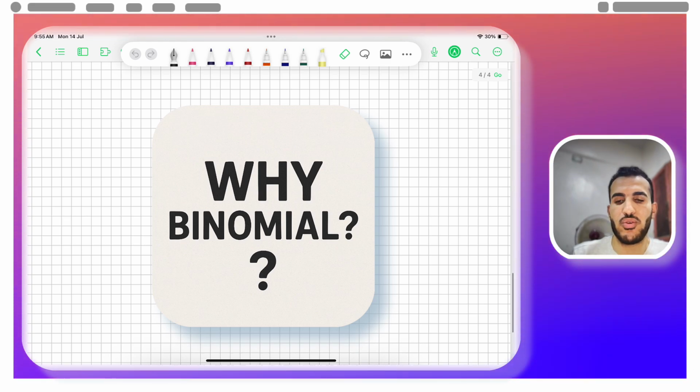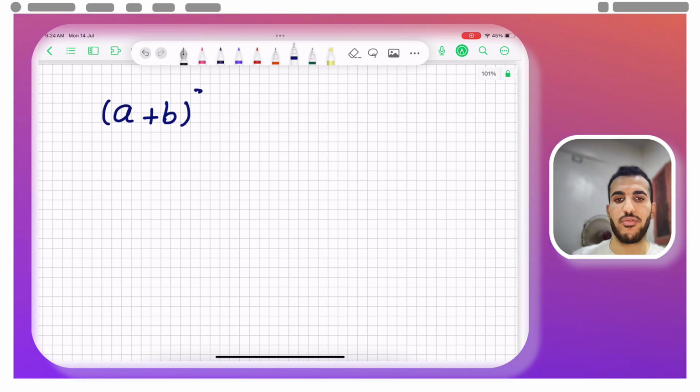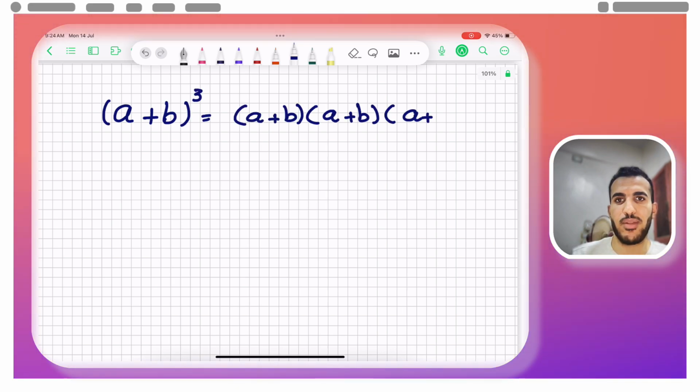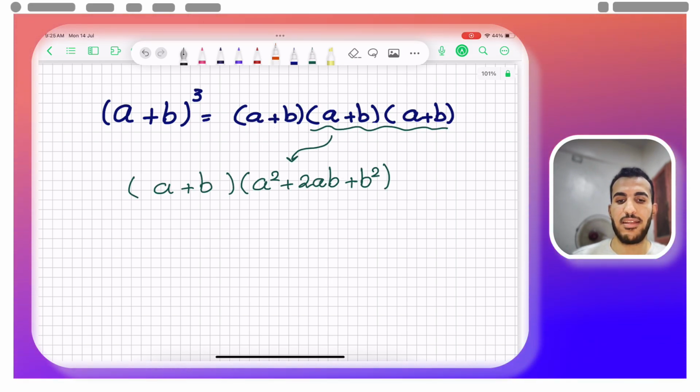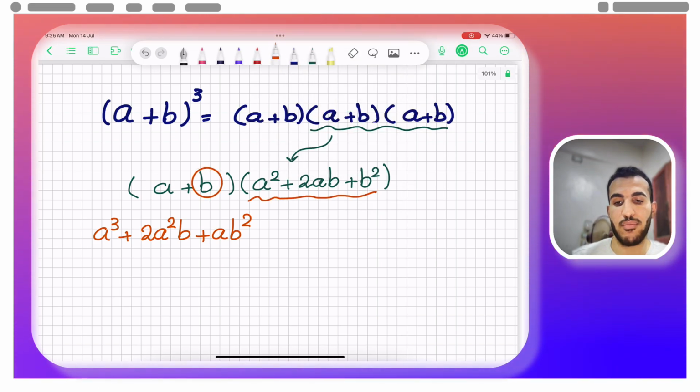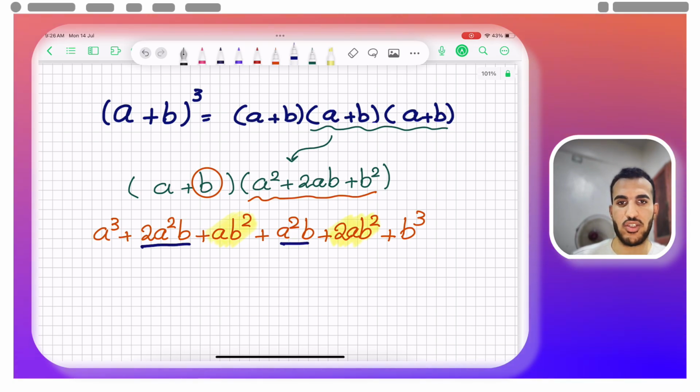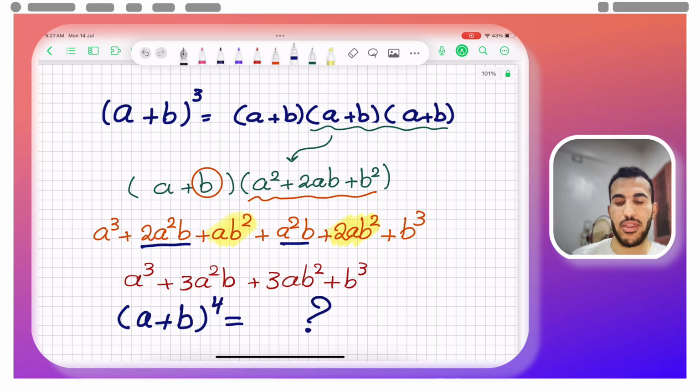Let me give you an example to understand why we need the binomial theorem. If I say a plus b raised to the third power, you're going to repeat this three times because it's an exponent. You find a plus b multiplied by a plus b, which we found before is a power 2 plus 2ab plus b power 2, multiplied by a plus b again. We need to multiply one more time, then simplify the expression to be a power 3 plus 3a power 2 b plus 3ab power 2 plus b power 3.